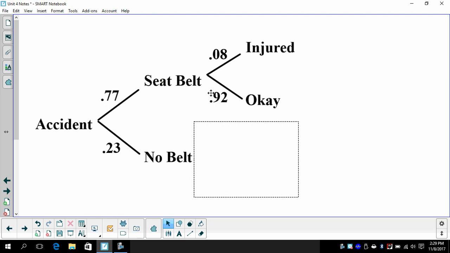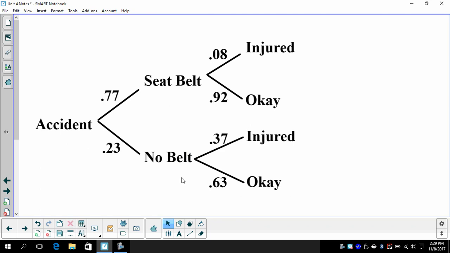So 92% of my seatbelted drivers were okay, and that means 8% were injured. 63% of my no belt drivers were okay, and 37% were injured. And so now we can find probabilities for these 4 categories. And these are our and probabilities. The probability that somebody was wearing a seatbelt and injured. The probability somebody was wearing a seatbelt and was okay.